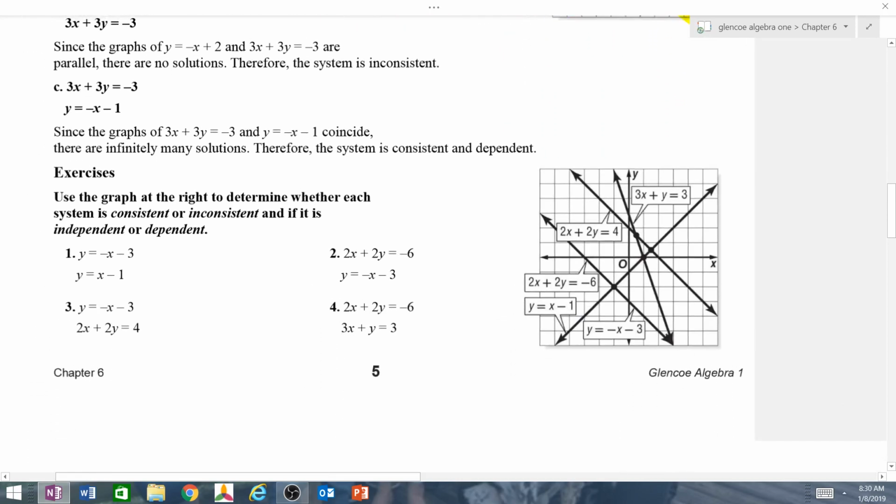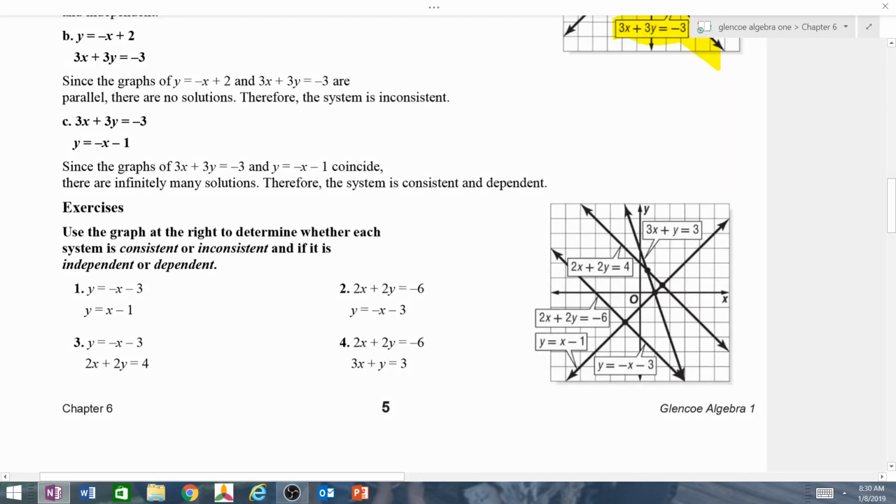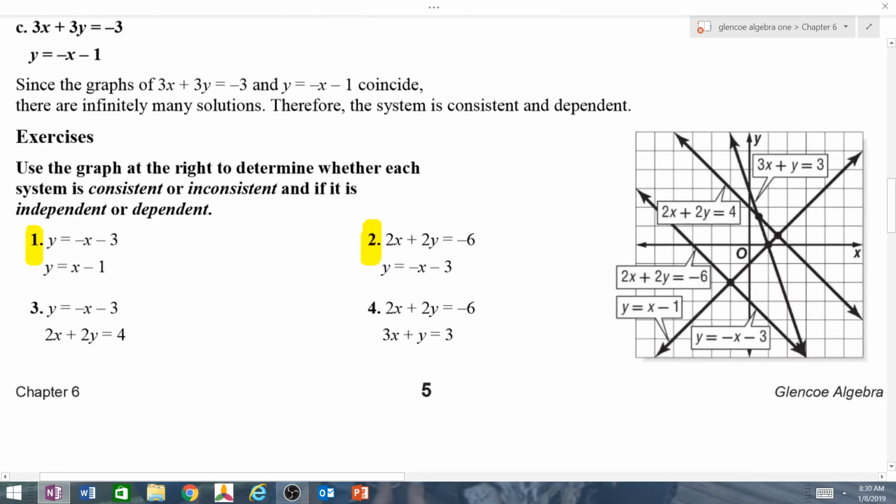Let's have you do one. Let's use the graph at the right to determine whether the system of... we're going to change the wording here. I just need to know, does it have one solution, no solution, or infinitely many? So let's do 1 and 2. Can everybody see that okay? I know it's in your notes as well.